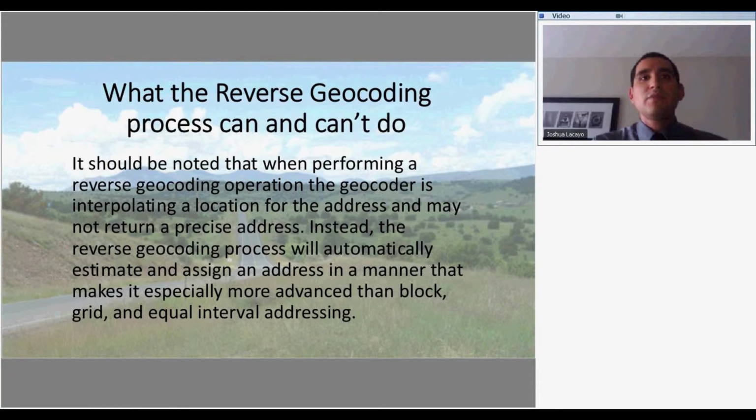It should be noted that when performing a reverse geocode operation, the geocoder is interpolating a location for the address and may not return a precise address. Instead, the reverse geocoding process will automatically estimate and assign an address in a manner that makes it an advanced geoprocessing tool that can be used to accompany block, grid, and/or equal interval addressing.